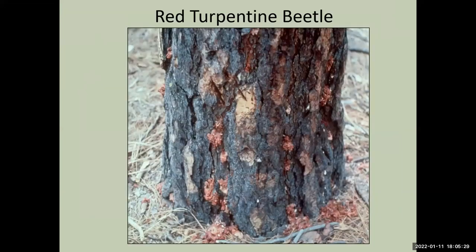Red turpentine beetle. This is a bark beetle that attacks all pines. It's very attracted to fire injuries, and it proved to be a very useful variable in predicting tree mortality. The presence of these attacks alone does not mean a tree is going to die, but it does mean it has a slightly higher probability of mortality than a tree that's not attacked. And we simply looked at presence absence. If there was one pitch tube, it didn't matter if there was one pitch tube or if there were dozens. It was merely presence absence that was meaningful.